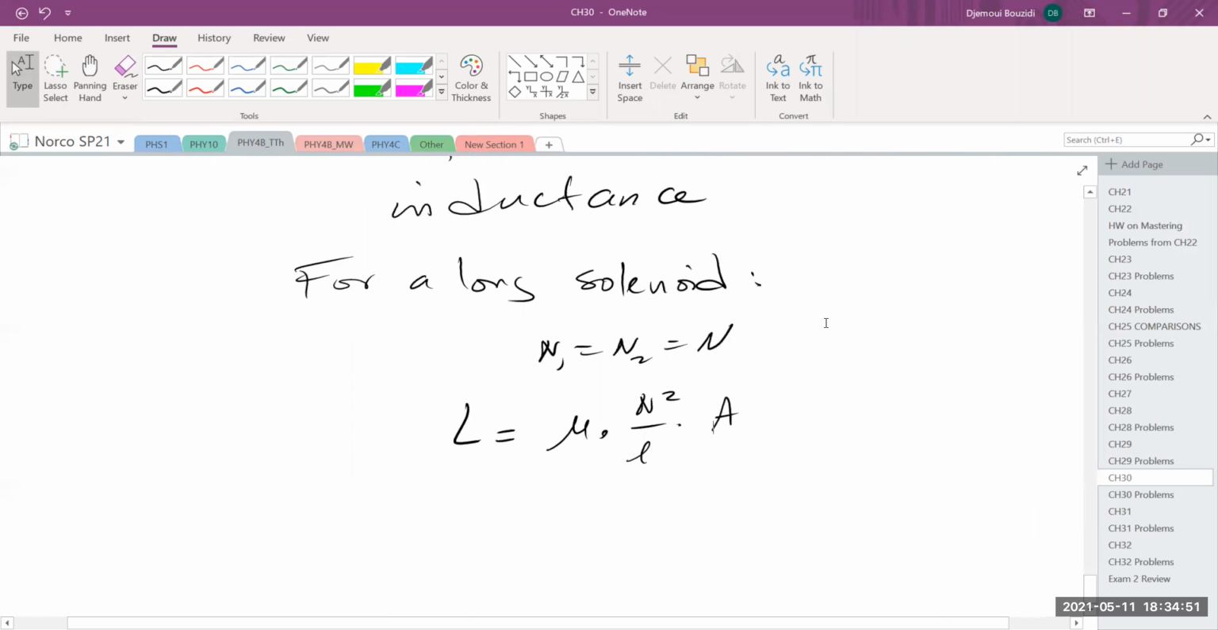Think of it as the capacitance too, where we find it to have epsilon naught, and you have A over D, the distance between the plates. So this is similar to that. Here is a question.